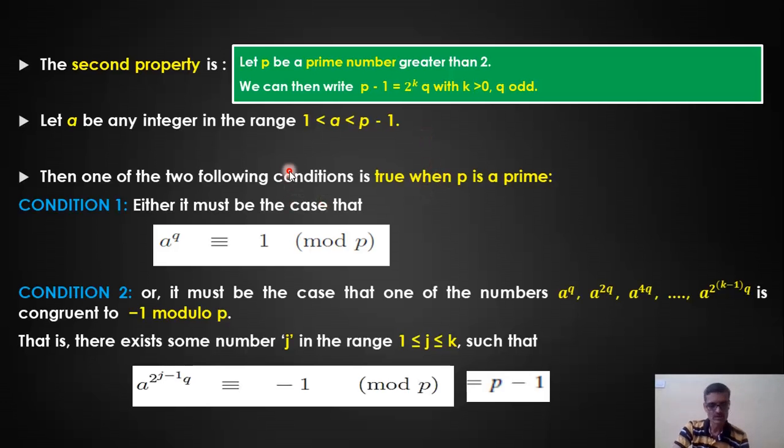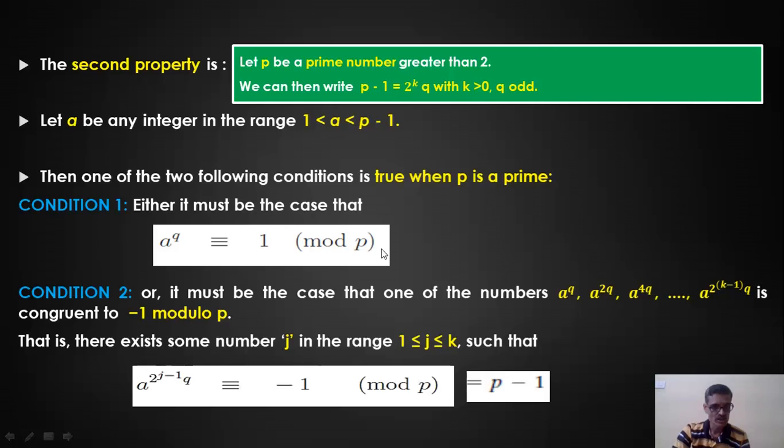Okay, now in that case either this condition is true, or condition 2 should be true. If p is a prime number, either we have to prove that this condition is true or the second condition is true. Now what is this condition? The condition is a to the power q, for any value of a which is less than p minus 1, congruent to 1 mod p.